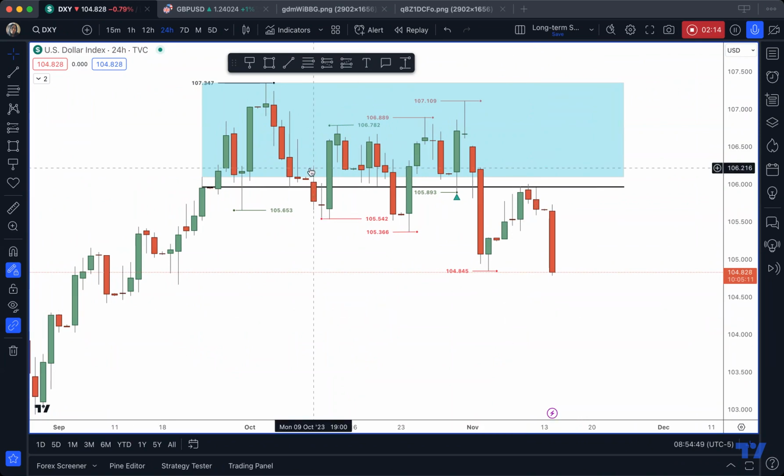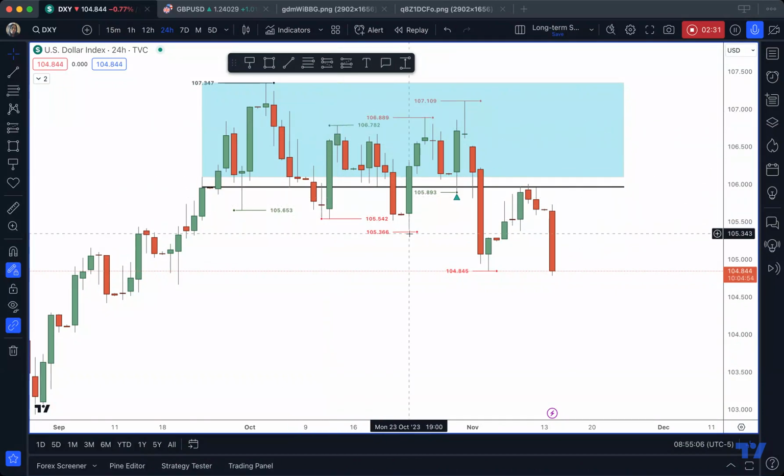So if we look at it, 107.347. Why was this important? Because we got a lower low the beginning of October. When we got this first lower low in a while in October, we should have been paying attention. And then we can see price came back up, made a lower high, came down, made a lower low, came up, made a higher high.